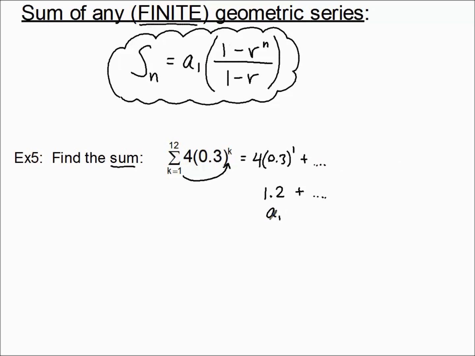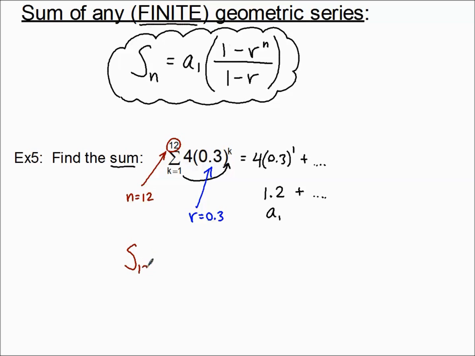I also need to know what r is. I'll put that in a different color. We know that r is always that base, so r is 0.3. And I also need to know what n is. And we know that n, as long as we're starting by plugging in a 1, is that top number, 12 in this case. So now we have enough to plug into our formula.